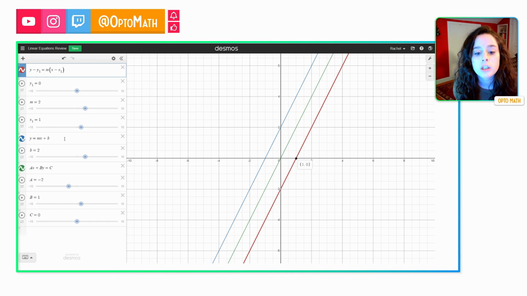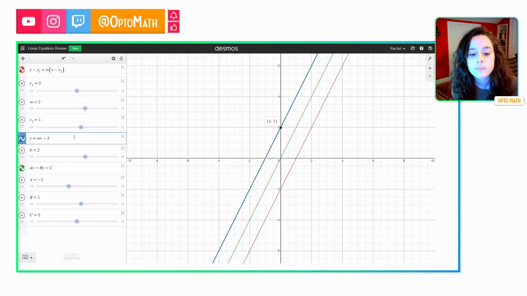So let's take a look at our blue line. That's our y equals mx plus b. That's our slope intercept, where m is the slope and b is the y-intercept. So we have b as 2, which means that should be our y-intercept, and it is. And since m is the same letter as our m for our point slope formula above, then our m is also 2, just like it is for the red.